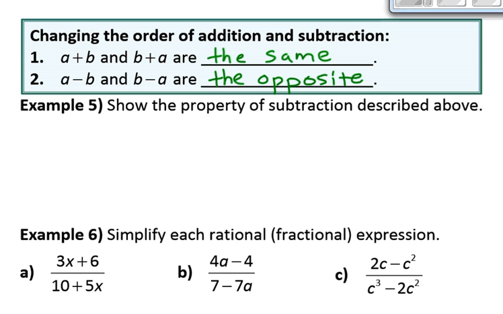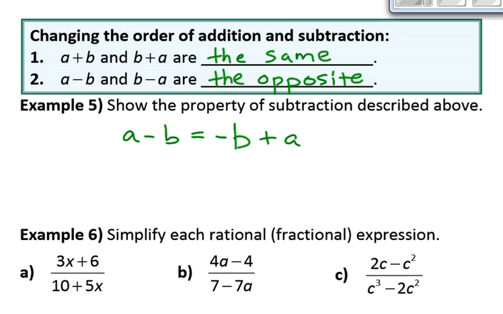Okay? So addition, switching them are the same. Subtraction, switching A and B, they're going to be the opposite sign. Okay, so how to show that? So if I take A minus B, and if I switch those, then to switch those to be the same, negative B would still have to be negative. So like A minus B is equal to negative B plus A.